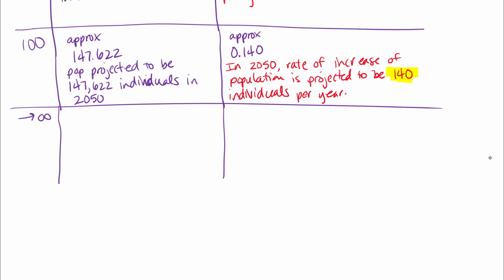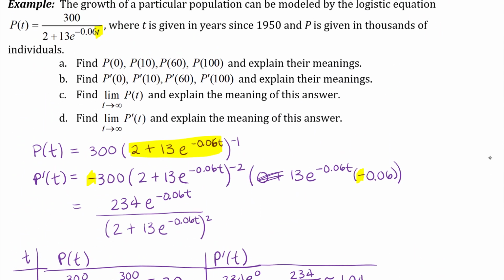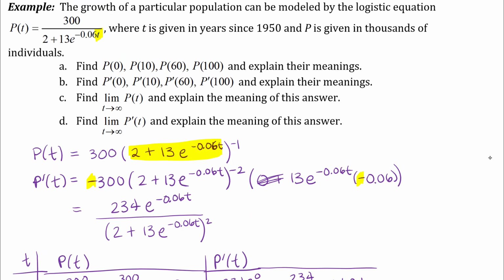The last thing that it asks us to look at here is what happens as t approaches infinity. So I want to go back up and look at my population function, the original function we were given, and I can also look at my derivative function and think about what happens to those functions as t approaches infinity. You can look at that graphically, numerically, or think about theorems. I'm going to think a little bit with theorems for p of t, and for p prime of t, we'll think about that numerically.